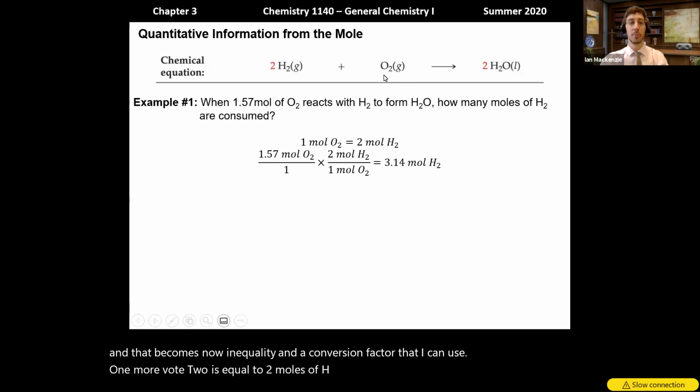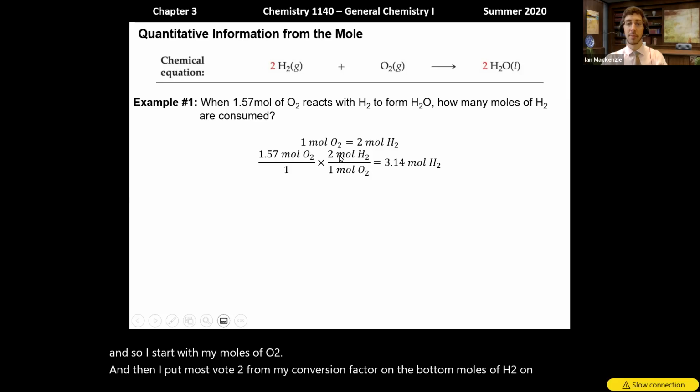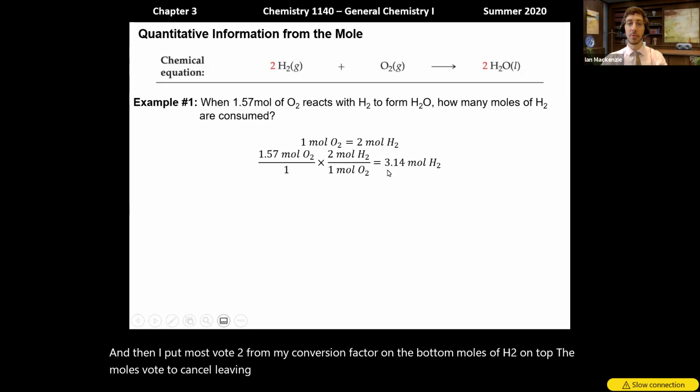And so I start with my moles of O2, and then I put moles of O2 from my conversion factor on the bottom, moles of H2 on top. The moles of O2 cancel, leaving me with moles of H2, and I multiply through, and I come out with a certain number of moles of H2 for this.